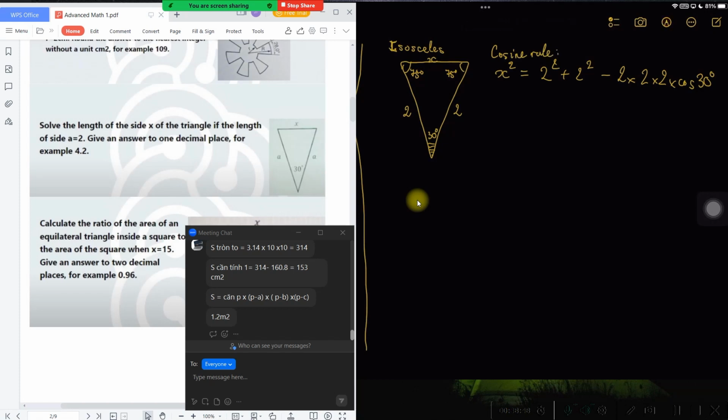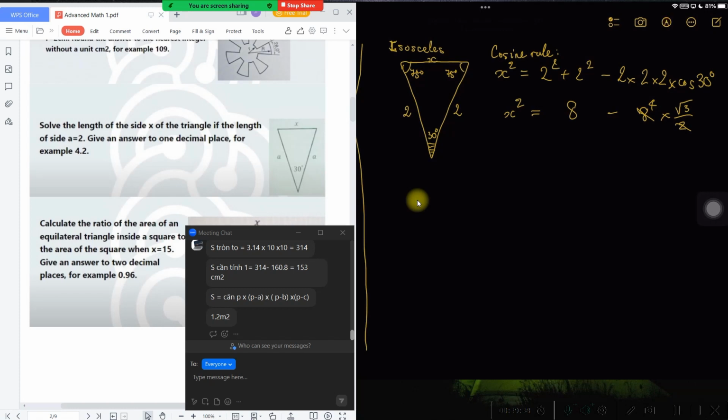What is the cosine rule? The side we're looking for, x squared, equals the sum of the squares of the two adjacent sides, 2 squared plus 2 squared, minus 2 times the two sides multiplied by the cosine of the angle facing x. So cos 30, how much is that? Sin 30 is 1/2, so cos 30 is the opposite: square root of 3 divided by 2. So this one is 8, this one is 4.